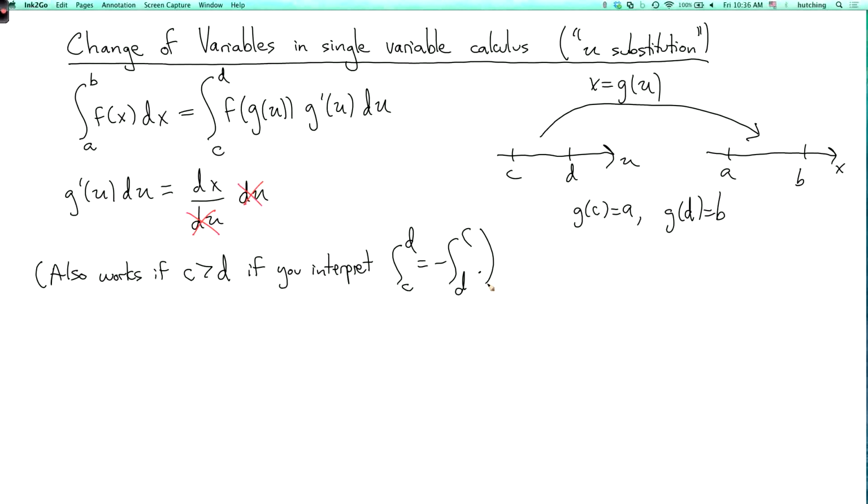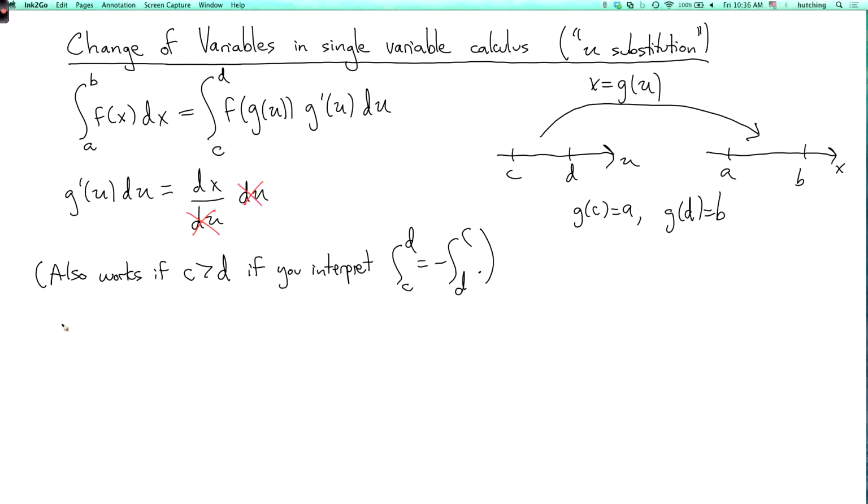Alright, so why is this true? Well, you can prove it pretty quickly using the fundamental theorem of calculus and the chain rule. So you say that if you have an antiderivative of f with respect to x, then it's also an antiderivative of this expression with respect to u. However, that proof will not generalize to the multivariable case. So I want to show you a different way of understanding this.